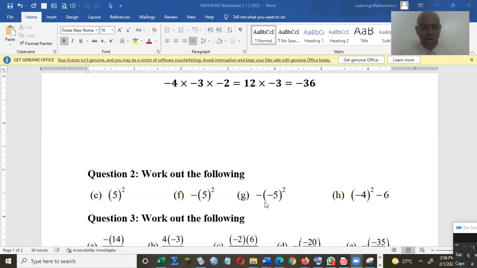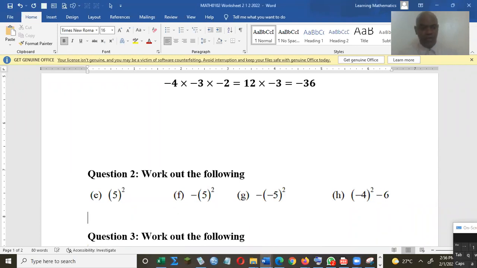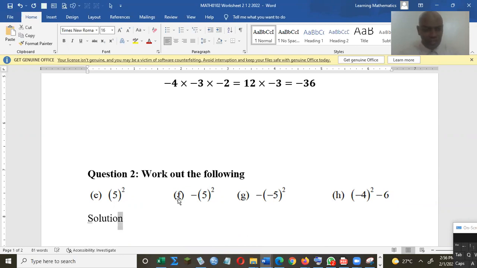Question number 2, work out the following. Okay, work out the following, and what we have there basically is powering. So this question is giving you some practice on powering.